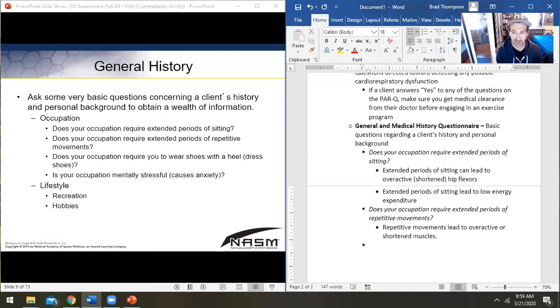Does your occupation require you to wear shoes with an elevated heel?